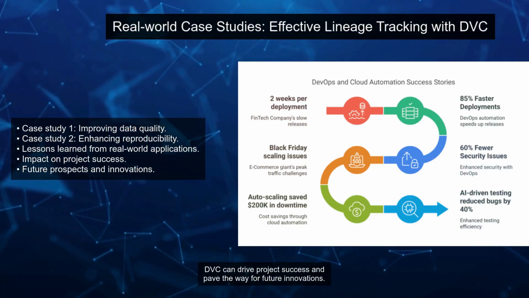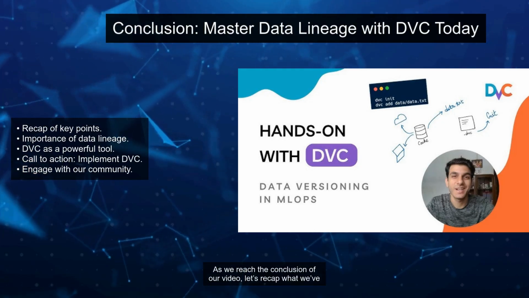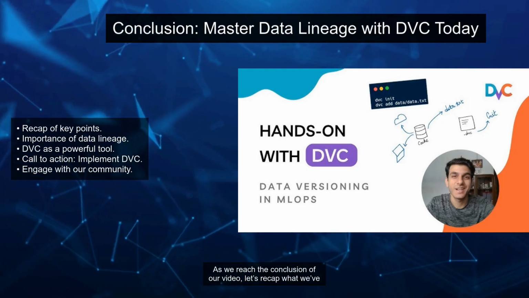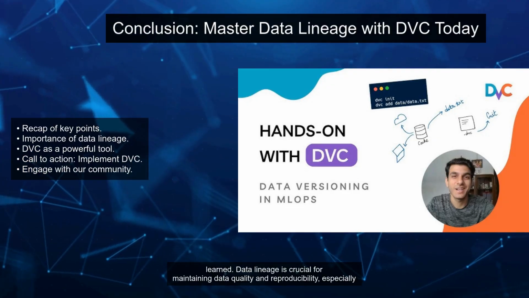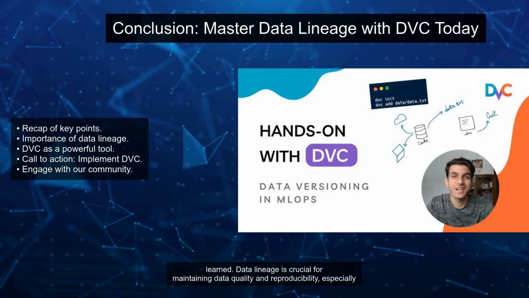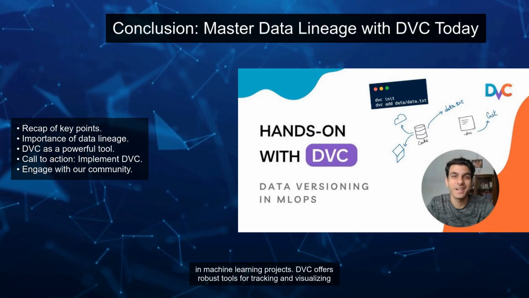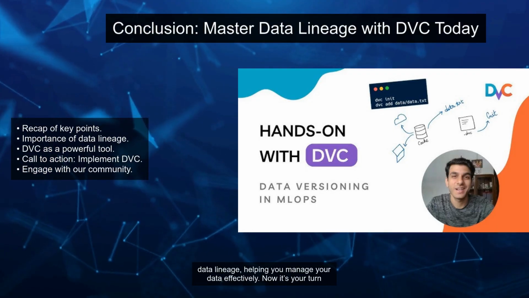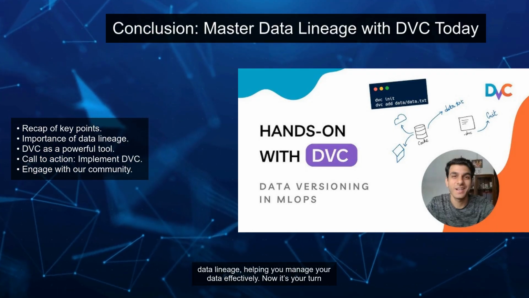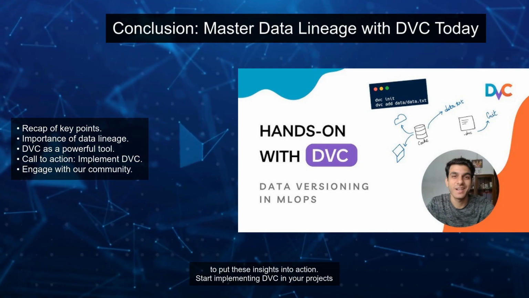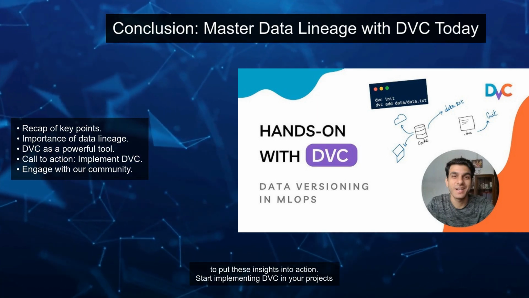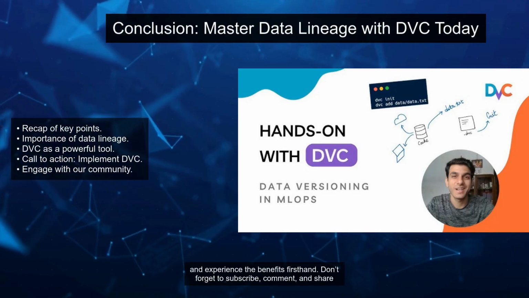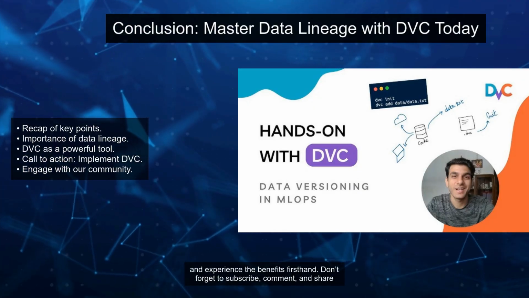As we reach the conclusion of our video, let's recap what we've learned. Data lineage is crucial for maintaining data quality and reproducibility, especially in machine learning projects. DVC offers robust tools for tracking and visualizing data lineage, helping you manage your data effectively. Now it's your turn to put these insights into action. Start implementing DVC in your projects and experience the benefits firsthand.